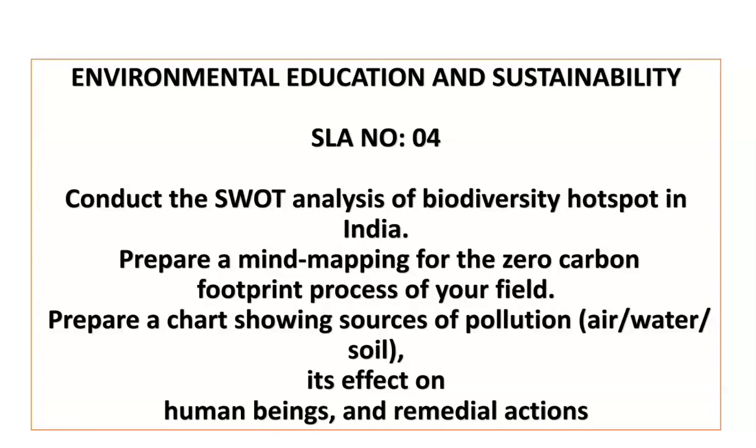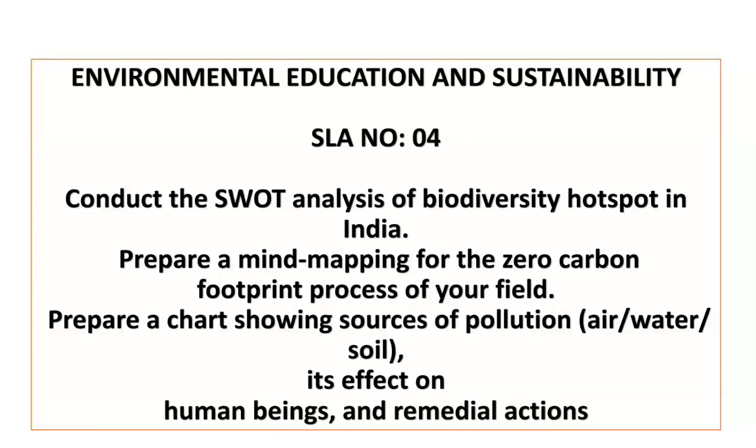Biodiversity hotspots are the places in India wherein a lot of species of animals, insects and birds as well as different types of trees and creepers are available. It may be grass. So the spots or the places wherein variety of flora and fauna, variety of species are available, variety of vegetation is available, that is called biodiversity hotspot.